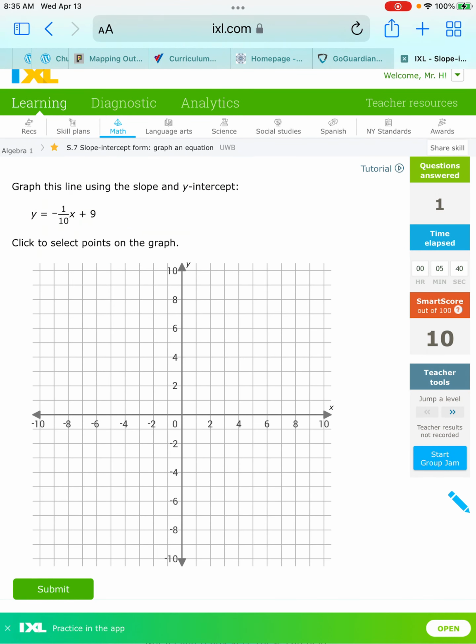All right, this one, the y-intercept is 9, so I'm going to start at 9. And then the slope is negative 1 over 10. So I'm going to go down 1. I'm going to rise a negative 1, and then I'm going to run a positive 10. So I'm going to go down to 8, and then I'm going to go over 10.